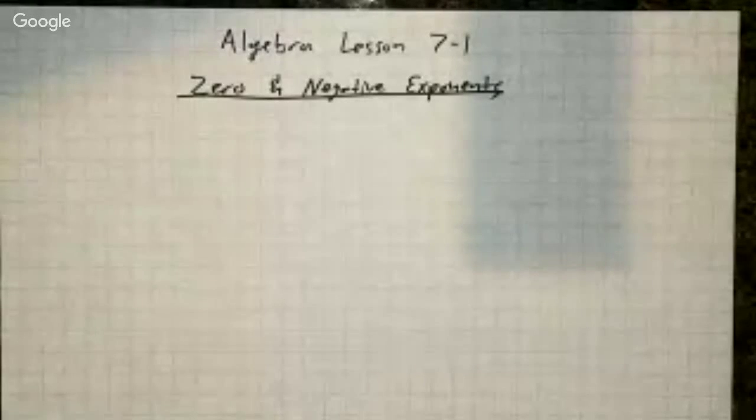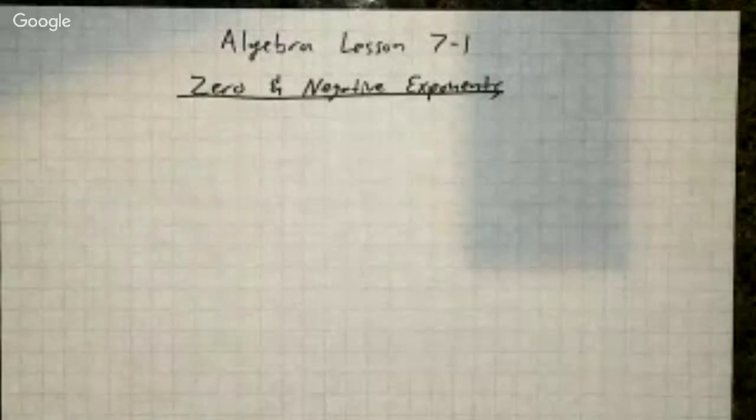Hello and welcome to our algebra lesson for today. Today we're moving into chapter 7. So we're going to be going over 7-1, which is going to be talking about zero and negative exponents.